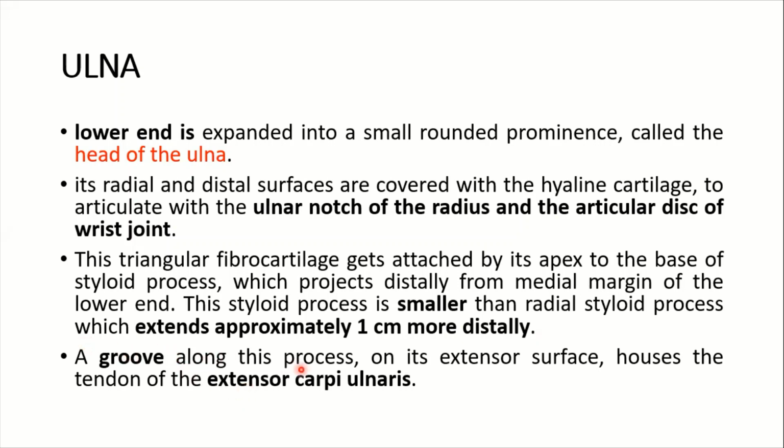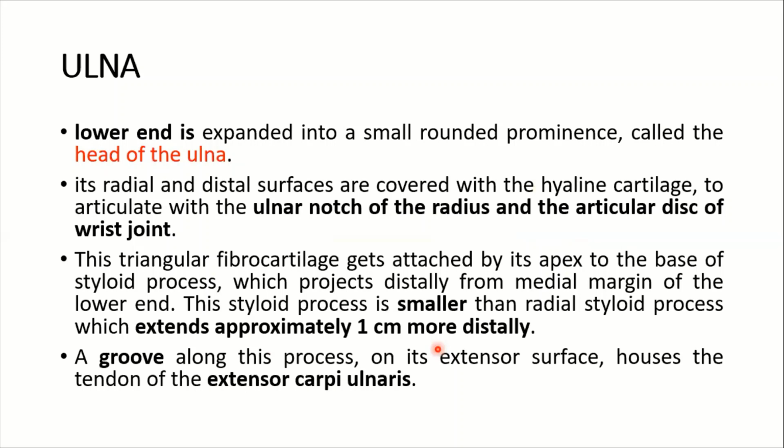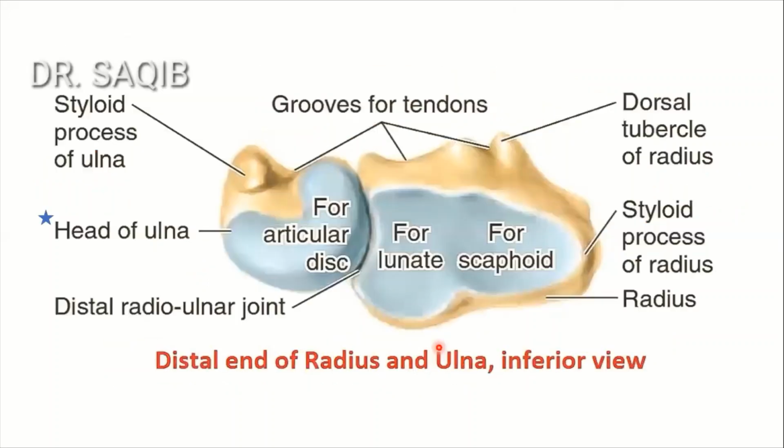A groove along this process on its extensor surface houses the tendon of the extensor carpi ulnaris. Here you could see this is the extensor surface, and this groove would be here for the passing of this muscle, extensor carpi ulnaris. Here you see the laser. Also, here you could see this would be the ulna head and the groove for the extensor carpi ulnaris. Here, this is the groove.